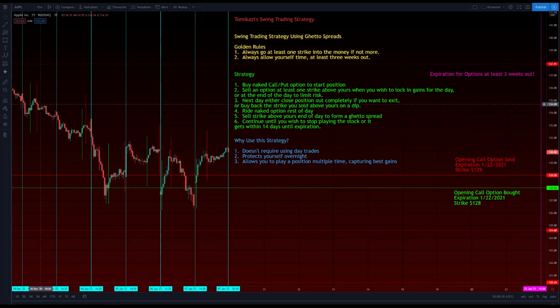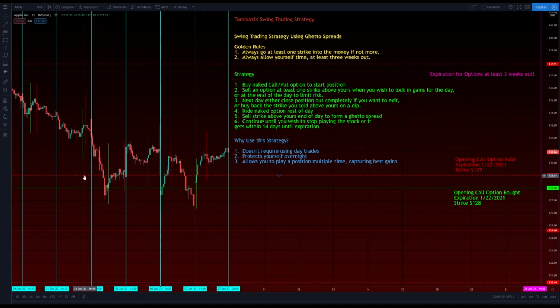You would just hold that to the end of the day, and the next day you would continue holding that until you decided that you wanted to play this position again. At that point, when this downtrend broke the next day, you could then buy back the 129 call. So now you're holding a naked 128 again to play this momentum up here. Then you could resell the 129 at this position, or you could resell the 130 if you wanted a little bit more risk on your spread.